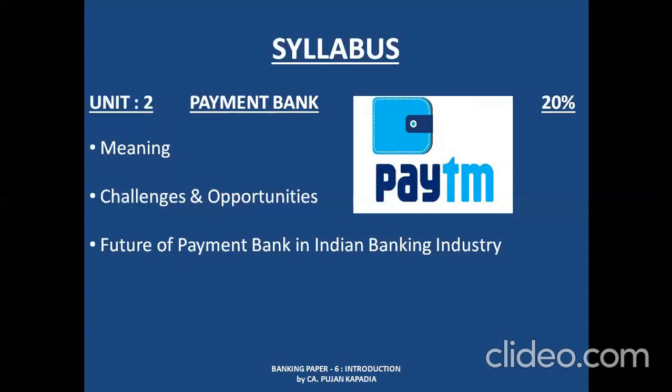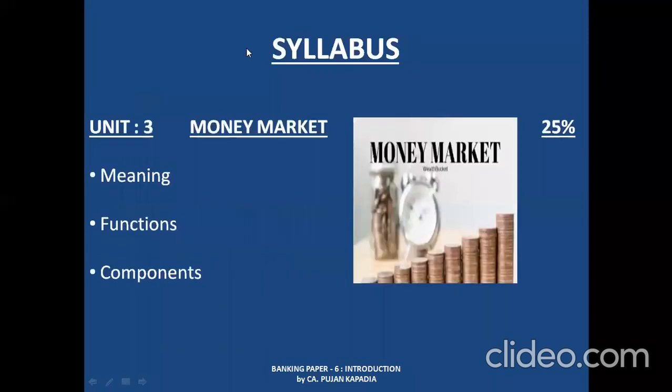Again, the weightage of this topic is going to be 20%. The third unit that we are going to study in the subject is money market. I guess a few of you might have heard about this word, or it can be a new word for many of the students. So first of all, I'd like to let you know that the weightage of this particular unit is going to be 25%.